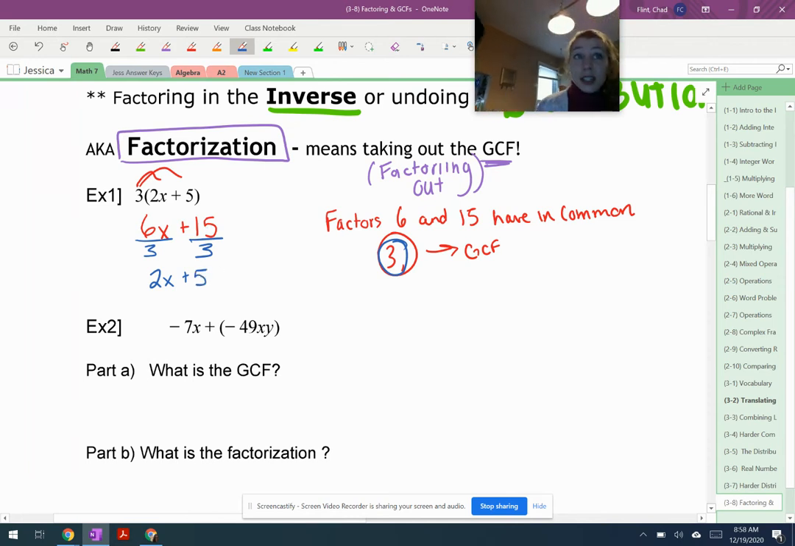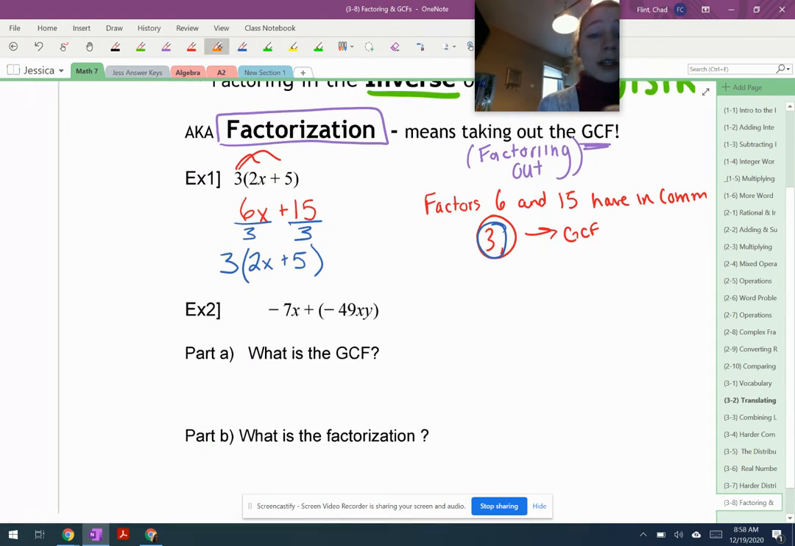And now this is the important piece here. This 2x plus 5 is not equal to 6x plus 15. Those two things are not the same. They're not equal. So in order to keep them equal, to keep them equivalent, my GCF needs to stay on the outside. So we're going to make a quick note of that because it's super duper important.